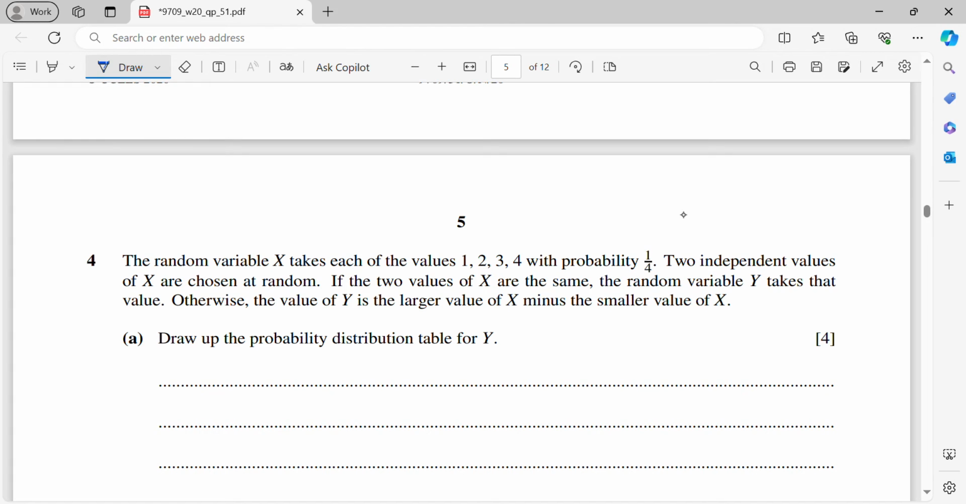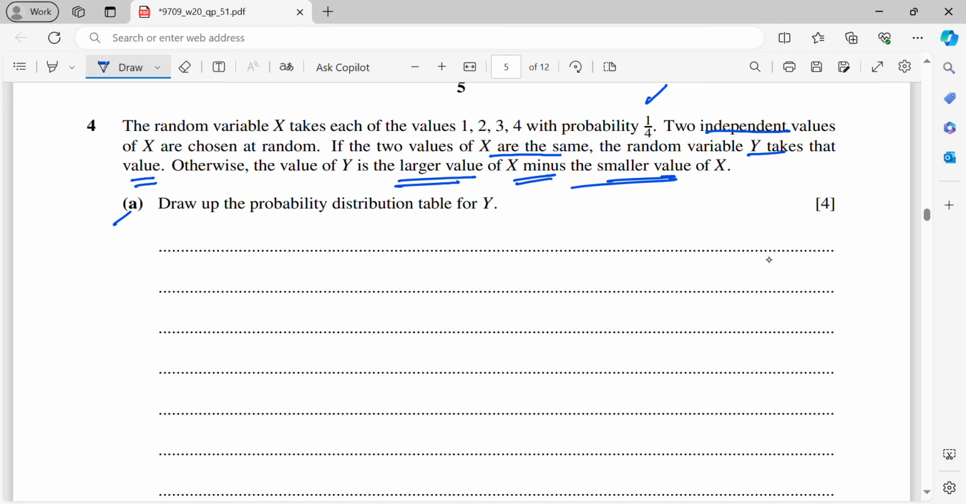So for question number 4, the random variable x takes each of the values 1, 2, 3, 4 with probability 1 over 4. Two independent values of x are chosen. If the two values are the same, the variable y takes that value. Otherwise, the value of y is the larger value of x minus the smaller value of x. A, draw up the probability distribution table for y.